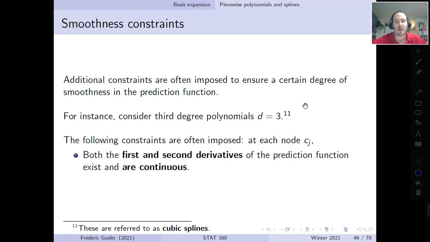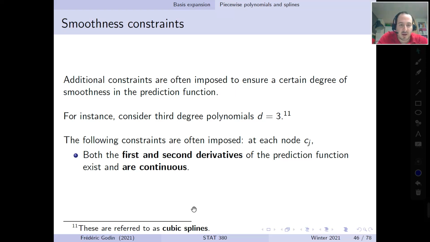Okay, so what we're going to do next, we're going to consider the case d is equal to 3, which are known as cubic splines. And why we consider this case, it's because this case is very extensively used in practice. Okay, so cubic splines are very, very often used for function approximation in practice.